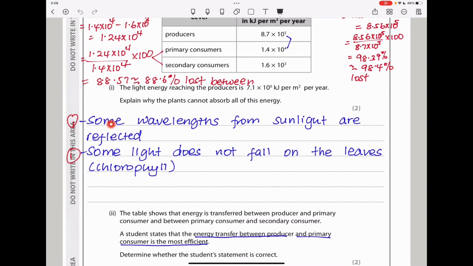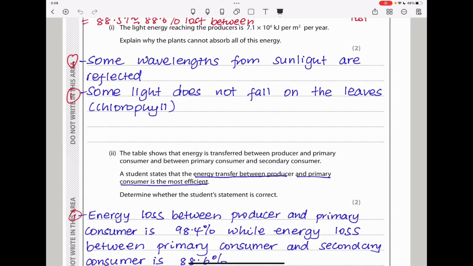So I say some wavelengths from sunlight are reflected and some light does not fall on the leaves or on the parts that contain chlorophyll, because chlorophyll is the one that traps the sunlight. So if it falls on the areas that do not contain chlorophyll, then it means it's not going to be trapped and it will not be used by the plant.